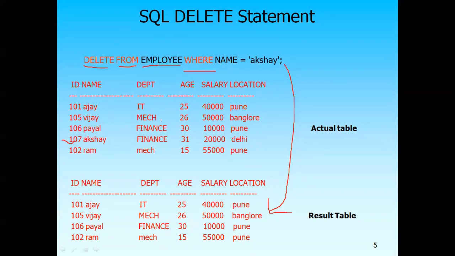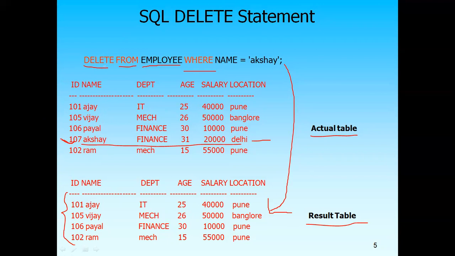If there are multiple records having the name Akshay, then all the records will be removed from the table, right? Now, if you observe here, this is my actual table before the delete operation. So there is one record that is Akshay, right? This is one record where the name field is Akshay. So after executing this statement, this record will be deleted from the table. So this is the result of the delete statement. Delete from employee where name equal to Akshay will delete this record from the table, and that's why if you observe these records, this record is not there, right?